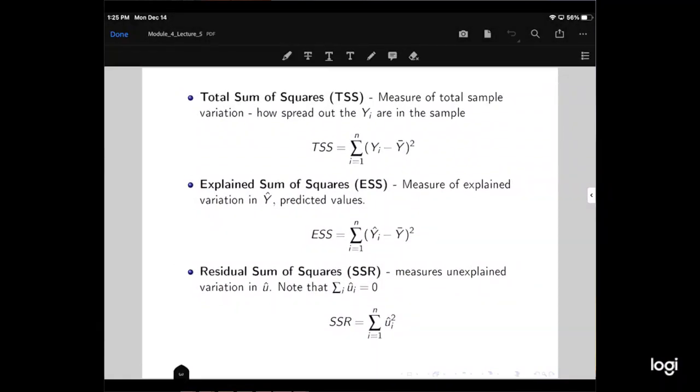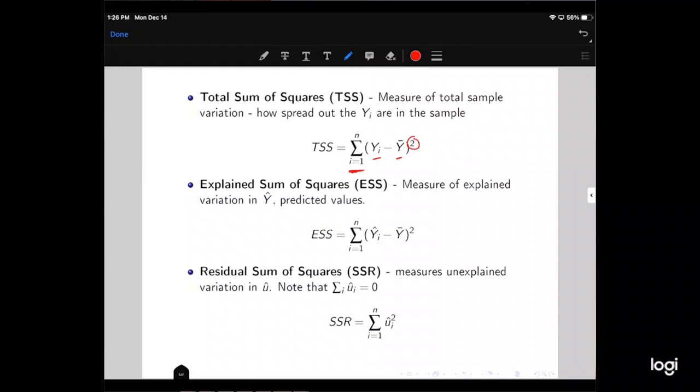You're probably getting used to seeing sums of squares at this point. We've got the sum and we've got a square. We're going to be talking about three different sums of squares here. The total sum of squares is the difference between each data point, the yi, and the sample average, each of those values squared and then summed up. That's the total sum of squares, the total variation in the data.